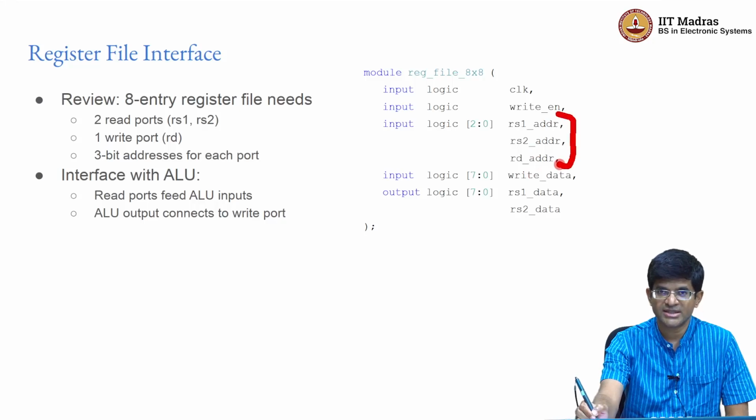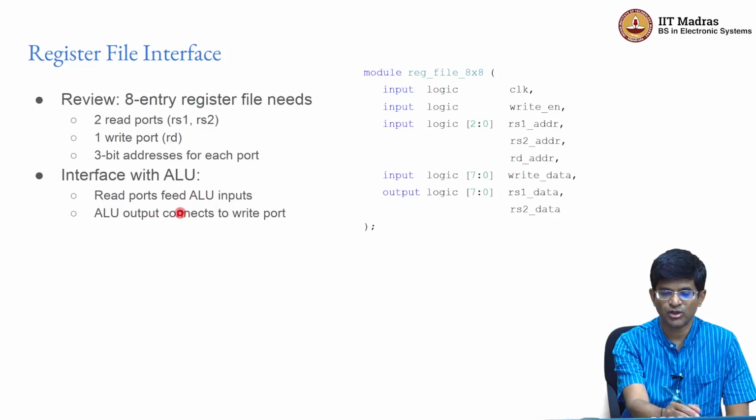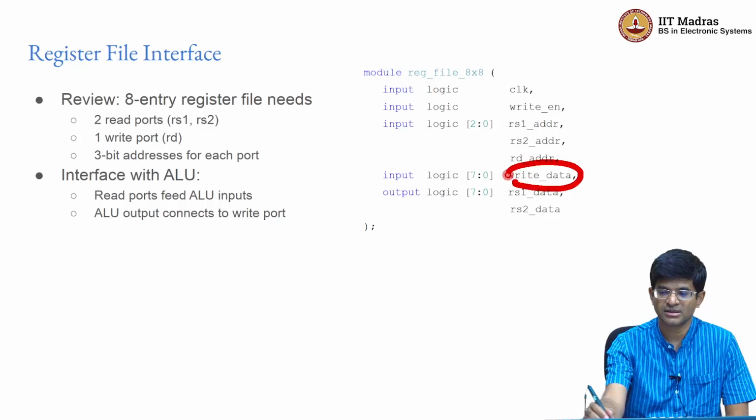So these three are the ones that determine which registers are being used. The write data determines the actual value to be written, and RS1 data and RS2 data are the actual outputs. Now these values are the ones that are used to interface with the ALU. Right? As far as the ALU is concerned, it only cares about what RS1 and RS2 data are. It doesn't care about the addresses, it doesn't care about the destination address, it provides the write data, right? And that in turn needs to be fed into the write data port of my register file.